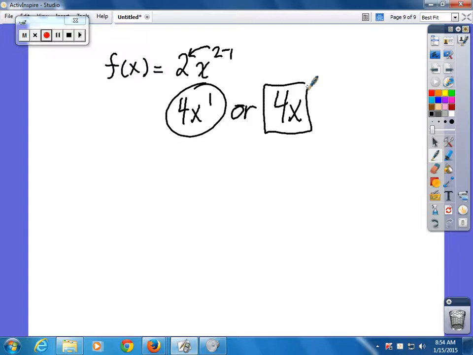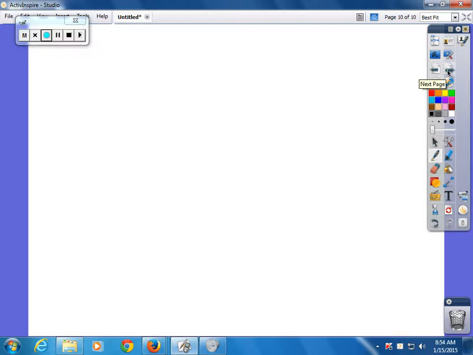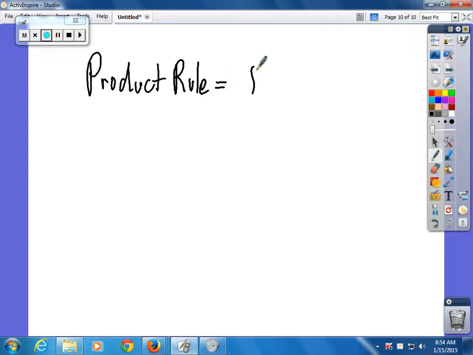So let's go over some of your rules of derivatives, which is the product rule. And what does the product rule say? And no, I'm not going to write all that crap that they write. I'm going to write it like you should remember it. First times the derivative of the second, plus the second times the derivative of the first. That's how you should remember it. So, let's do an example of product rule.